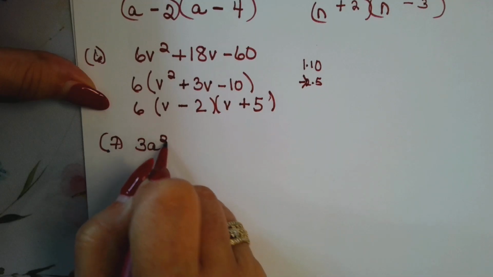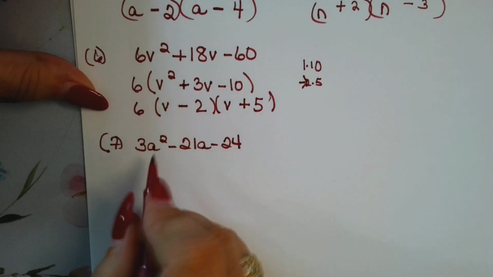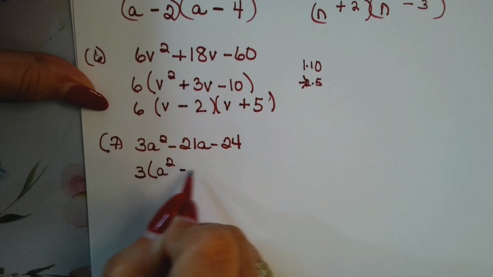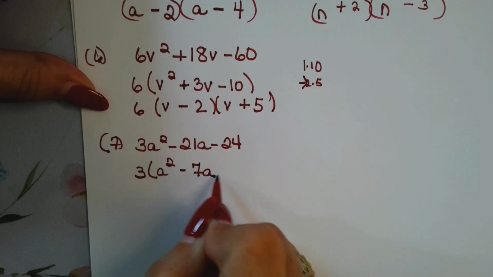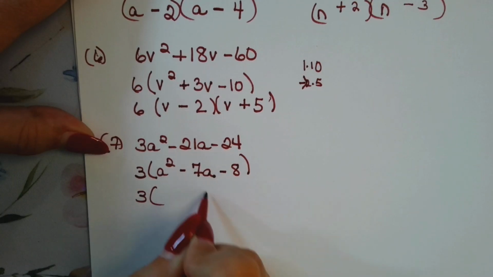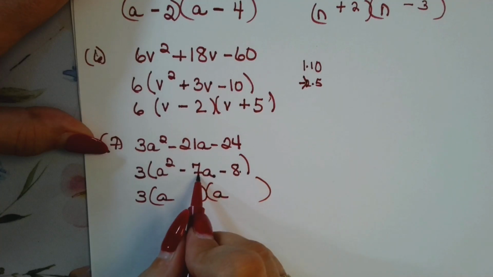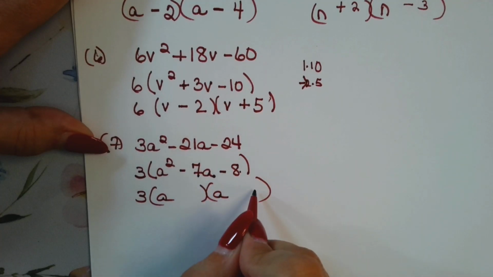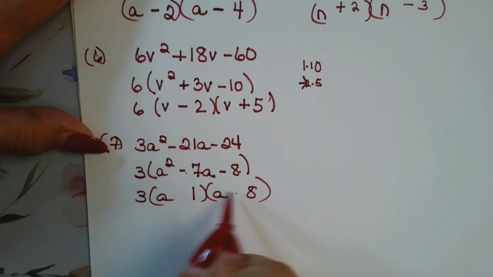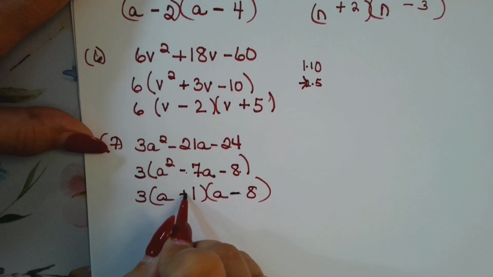3a squared minus 21a minus 24. Again, greatest common factor is going to be 3. You're going to be left with a squared minus 7a minus 8. And now we're going to factor here. We have a and a. Factors of 8 that give me 7. It's going to have to be 8 and 1. This is negative 7, so the 8 will be negative and the 1 will be positive.